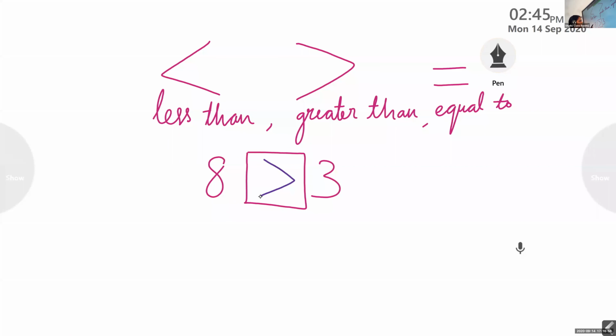Now how will you read this? 8 is greater than 3. Very good. If you're putting this letter, this side is closed and this side is open. So this side is always towards the bigger number.